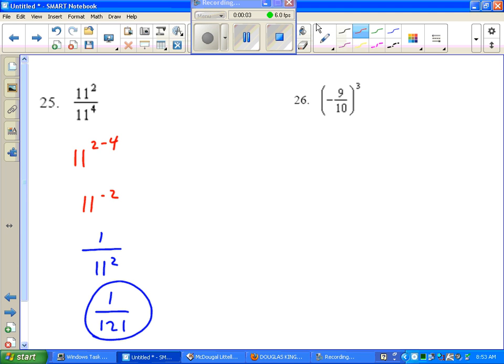This is spring test number 10. This is part 2, picking up on number 26. We have negative 9 over 10 to the third power. You're going to make sure both numbers get the third power.